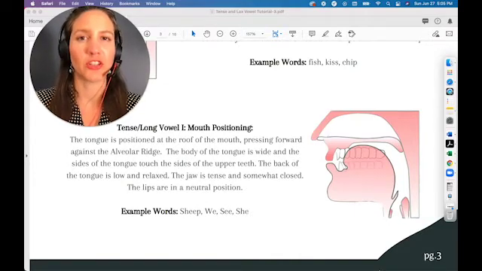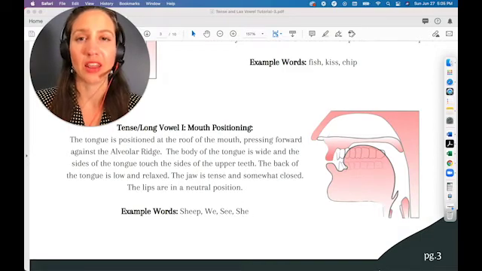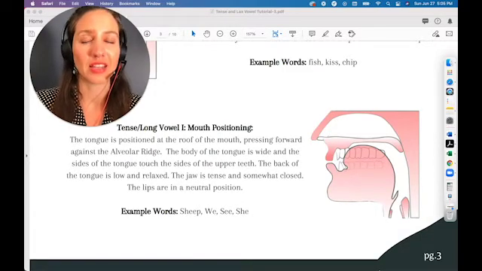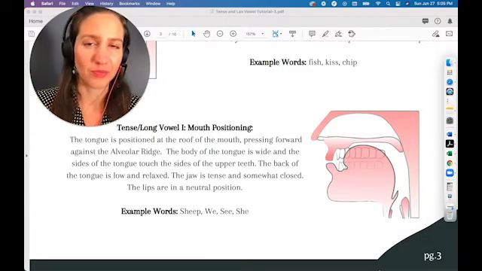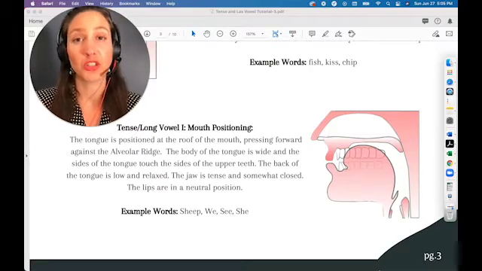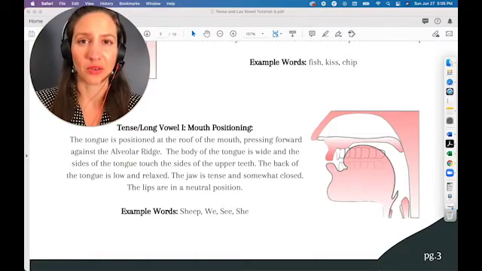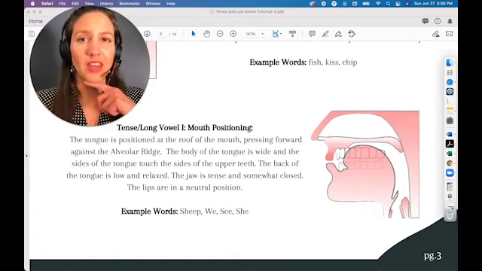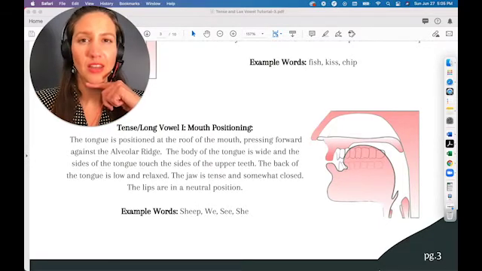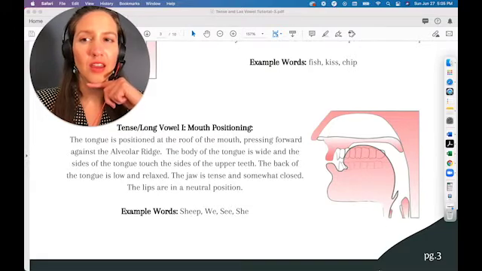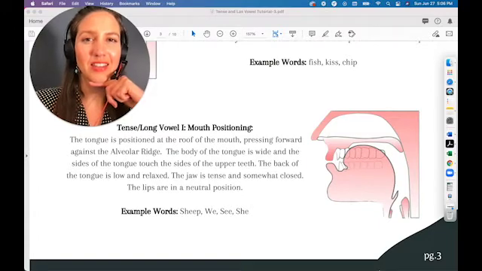If you are having trouble producing the long E sound, start with the short I sound and close your jaw a little bit. I, E, I, E, E.